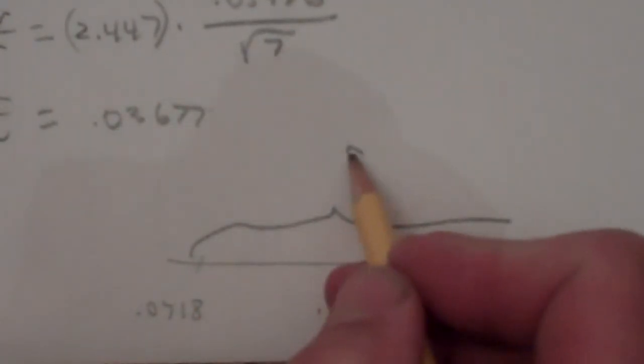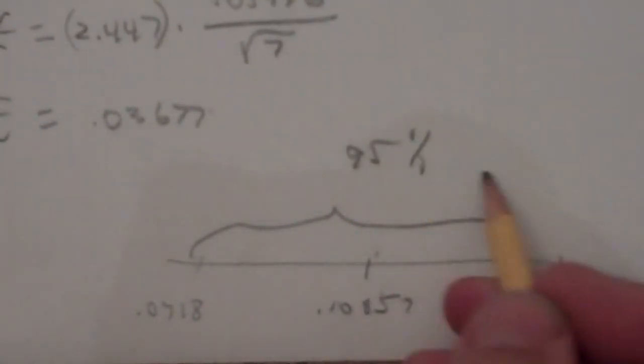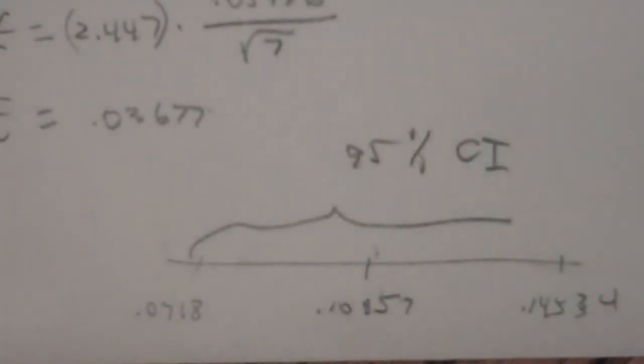It's a 95% confidence interval about the sample mean. So when you write that up, we would put it like this. And again, that table value came off of page 412 in your textbook.